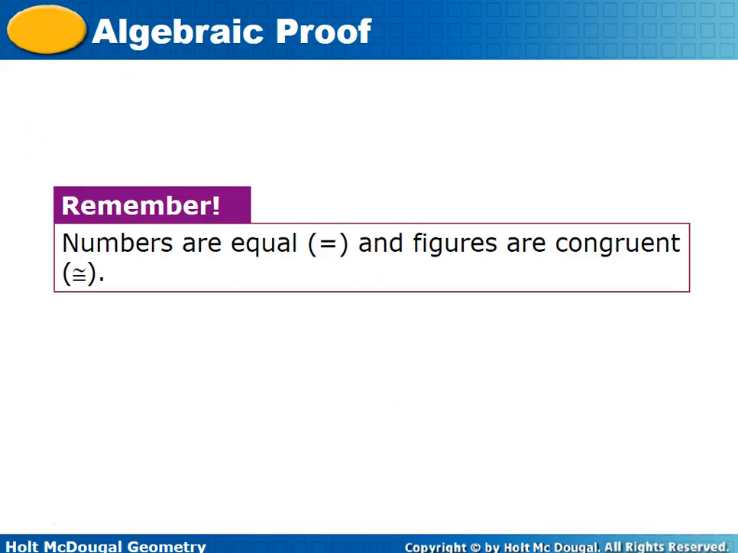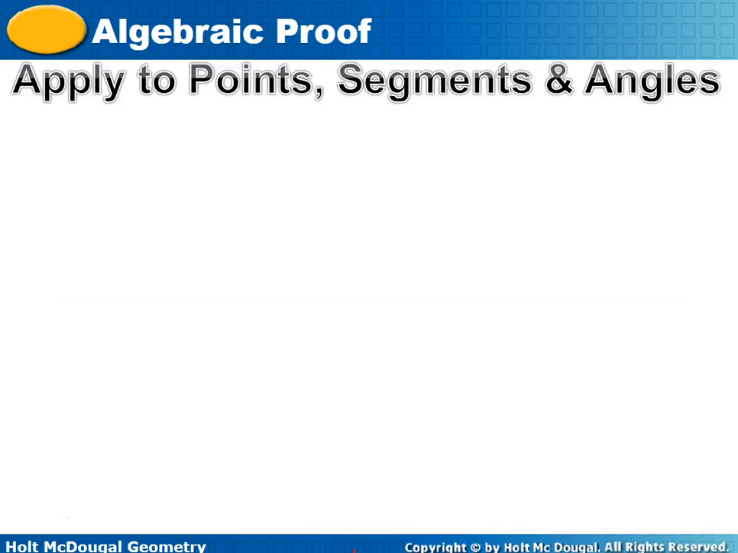So remember that when we have numbers, like we're given actual number measurements or values, we use the equal sign. And when we have figures that either have tick marks or arcs, that's when we're going to use the congruent symbol.